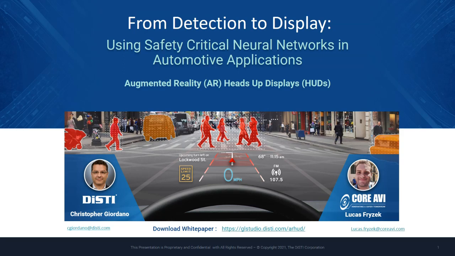And today's webinar is a joint effort with our partner Disti, and it's entitled From Detection to Display, Using Safety Critical Neural Networks in Automotive Applications. Presenting today is Lucas Friesick from the Core ABI side, and he's one of our FAEs. And on Disti side, we've got Chris Giordano, and he's Vice President of UX UI Technology.